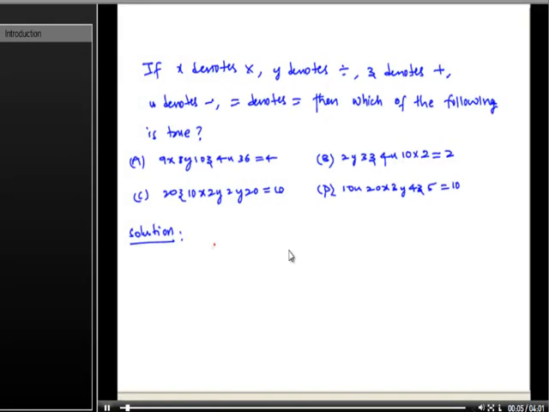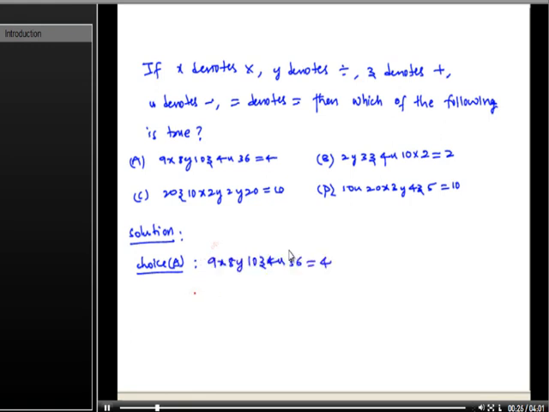In the question, it is given that if x denotes into, y denotes divide by, z denotes plus, u denotes minus, is equal to denotes is equal to, then which of the following is true? We need to find the true statement among the given choices. We'll check with the first choice, that is choice A.